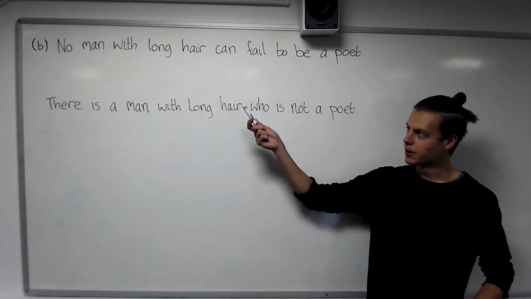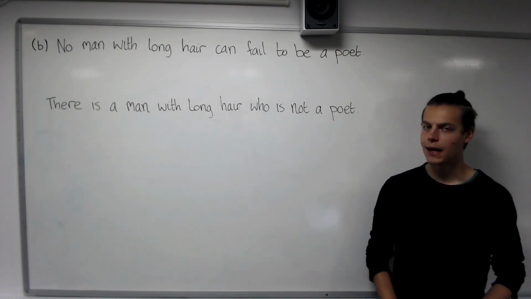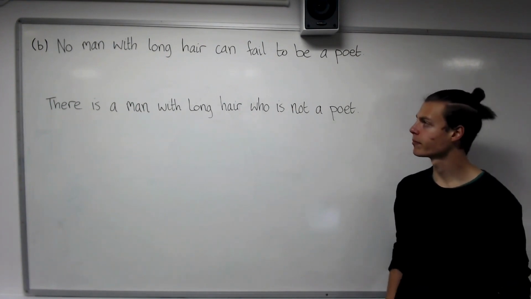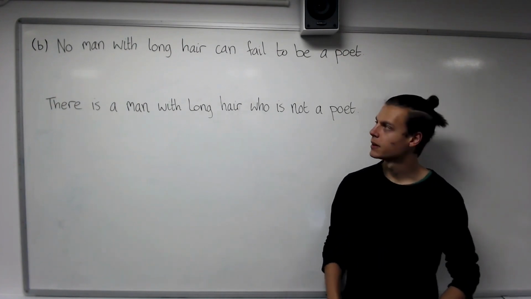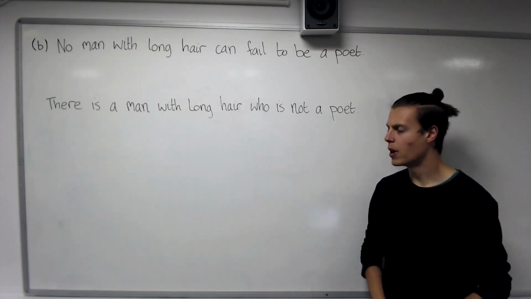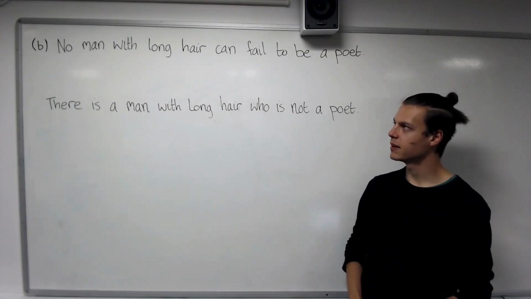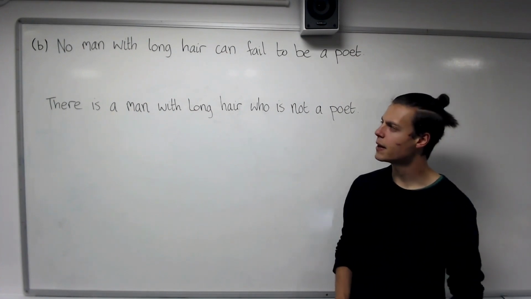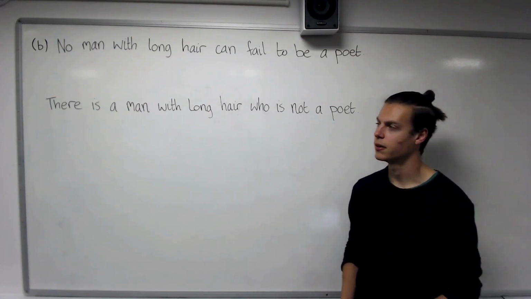Here's our second statement. No man with long hair can fail to be a poet. And its negation, there is a man with long hair who is not a poet. Let's translate these into predicate logic. So the first statement, no man with long hair can fail to be a poet. So for any man X, if X has long hair, then he cannot fail to be a poet. So X is a poet, right?